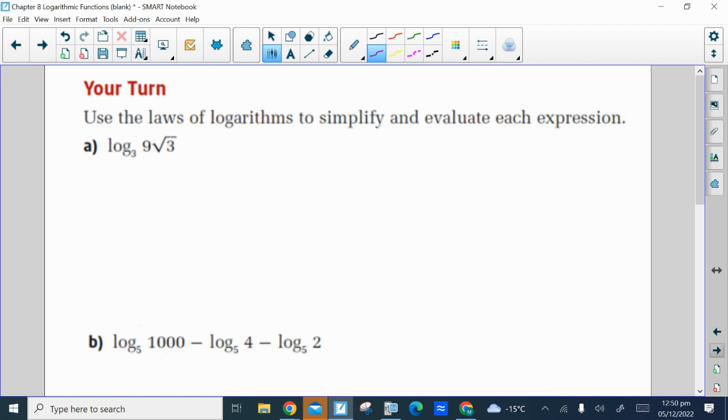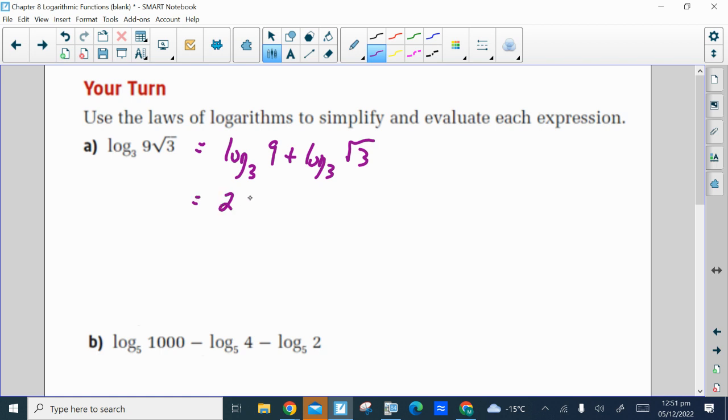So again, we want to simplify and evaluate. Sometimes it means you are combining terms, sometimes it means you're expanding terms. Right? You just want to get them to a place where you don't even have to touch your calculator. And because in this case, the 9 and the root 3 are multiplied together, we can use the product law to expand these. It'll be log base 3 of 9 plus log base 3 of root 3.